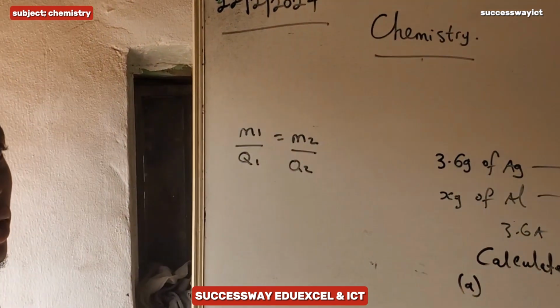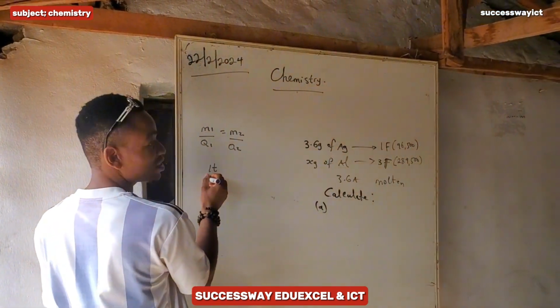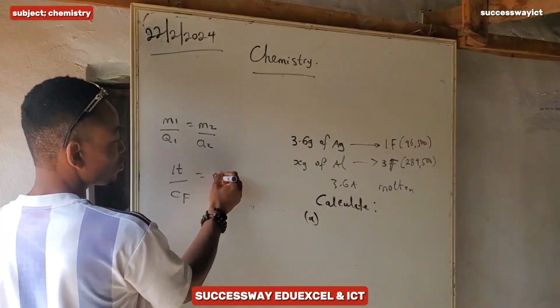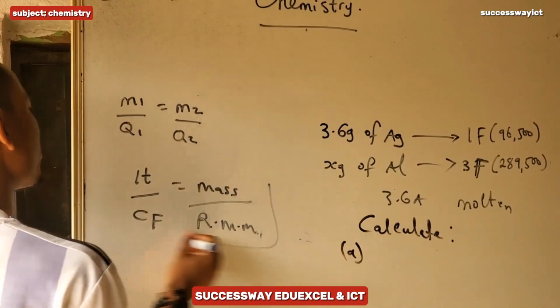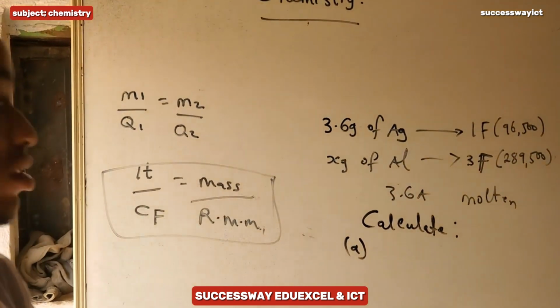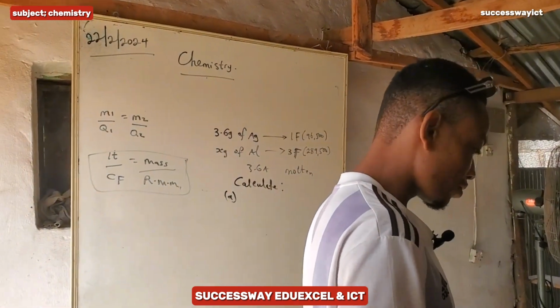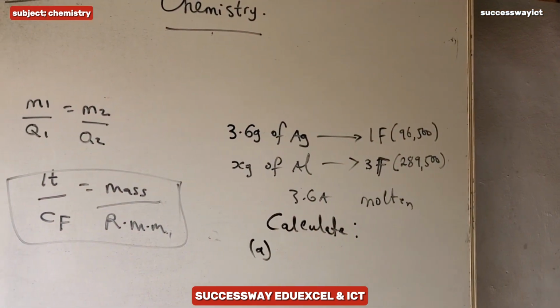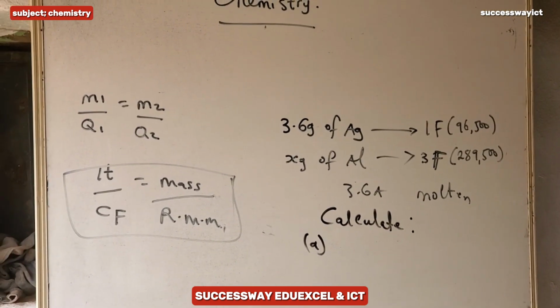Is that clear? There's another formula that says IT over CF equals mass over relative molecular mass. You can still write this, very important too. We'll be using the two formulas. I will tell you how we apply it. Write that formula, still very important.